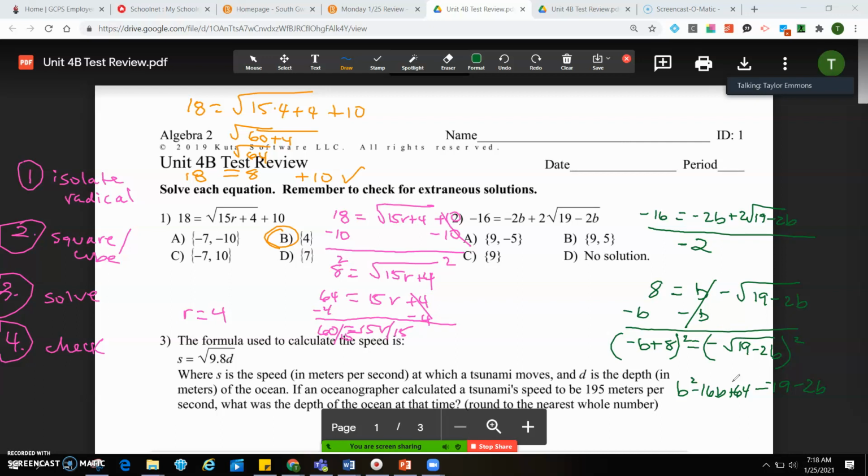Now, remember, we've got a quadratic now. Okay, and I know we haven't dealt a lot with quadratics in this unit, but we'll want to move everything to one side in order to solve. Okay, so we're going to add 2b to the other side. So that's going to give me b squared minus 14b. I'm going to subtract 19. So that's going to give me 45.